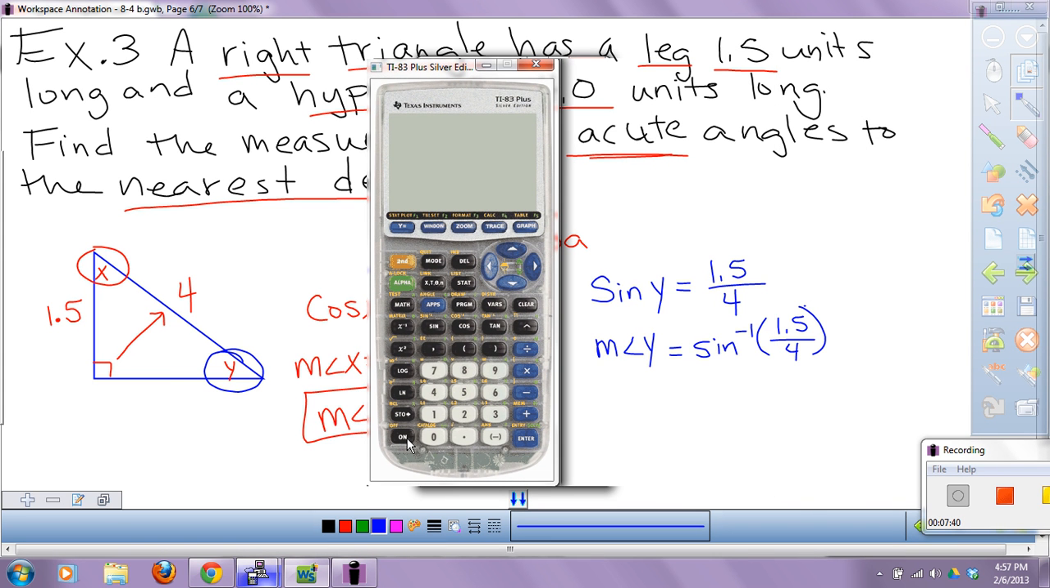So sine inverse, second sine, since sine inverse is right above that sine button, 1 5/10 divided by 4. And just like we predicted, the measure of angle Y is 22 degrees.